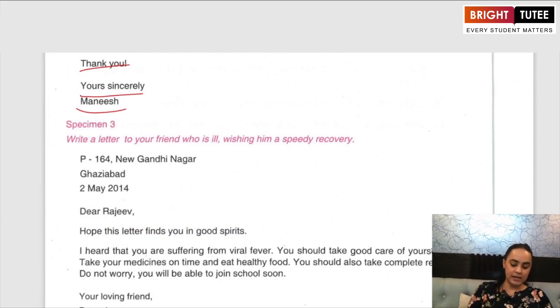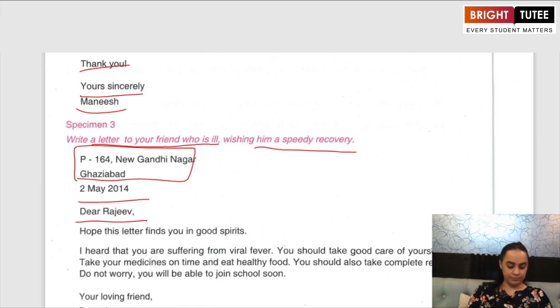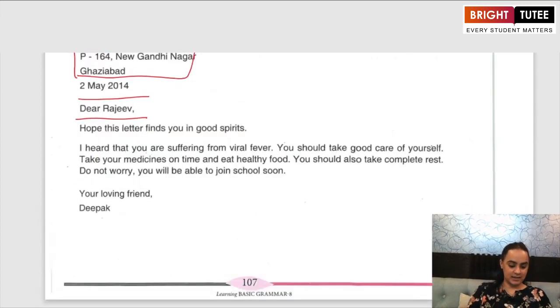Now the third example is you have to write a letter to your friend who's not well and you have to wish him a speedy recovery. So your address, date and the salutation. Hope this letter finds you in good spirits. I heard that you are suffering from viral fever. You should take good care of yourself. Take your medicines on time and eat healthy food. You should also take complete rest. Do not worry, you will be able to join the school soon. Yours loving friend, and then your name at the end.